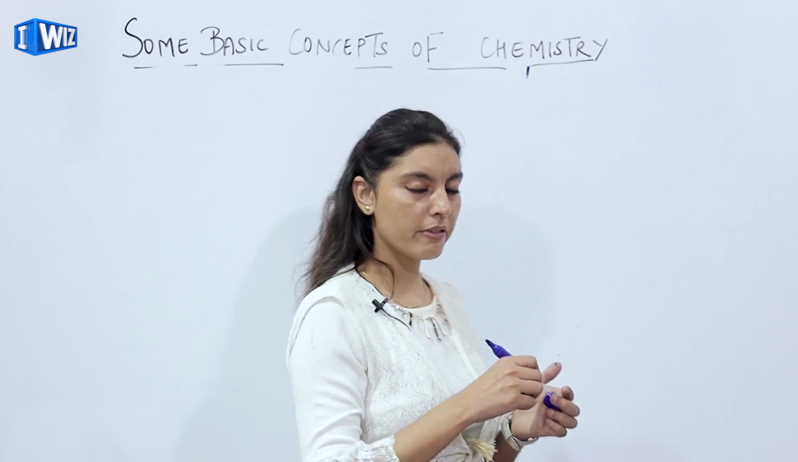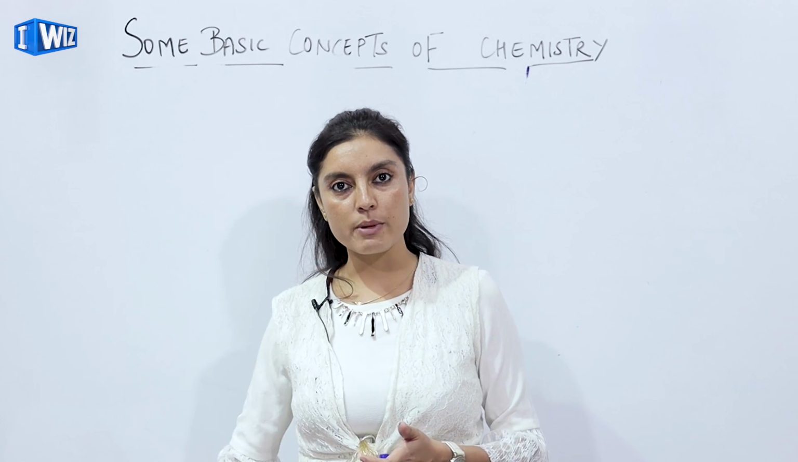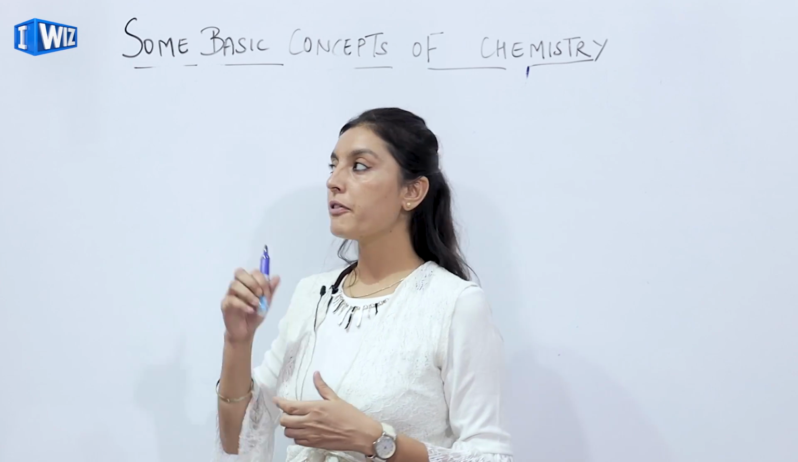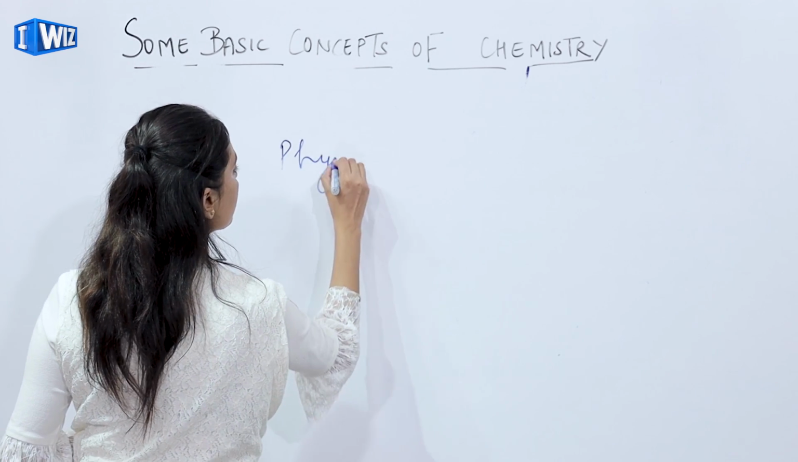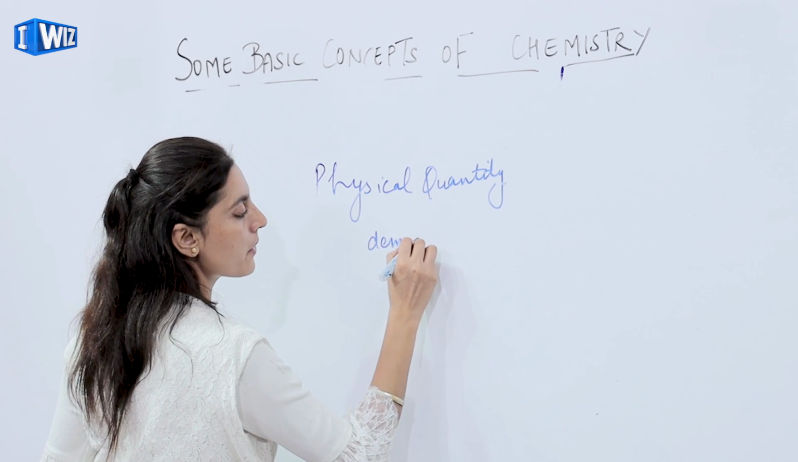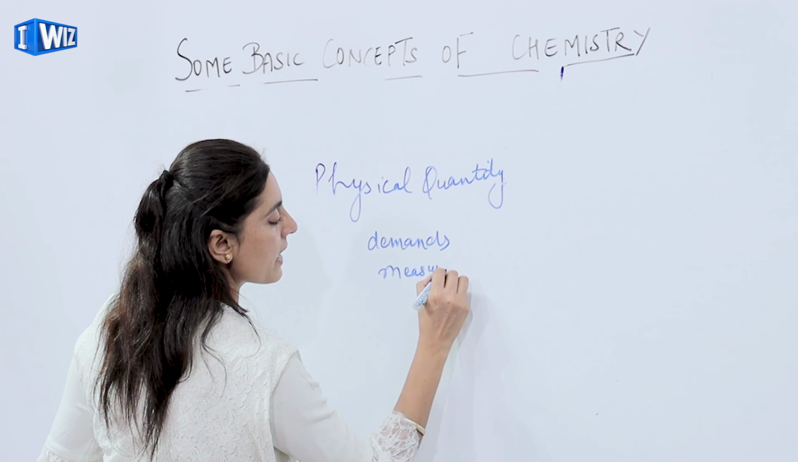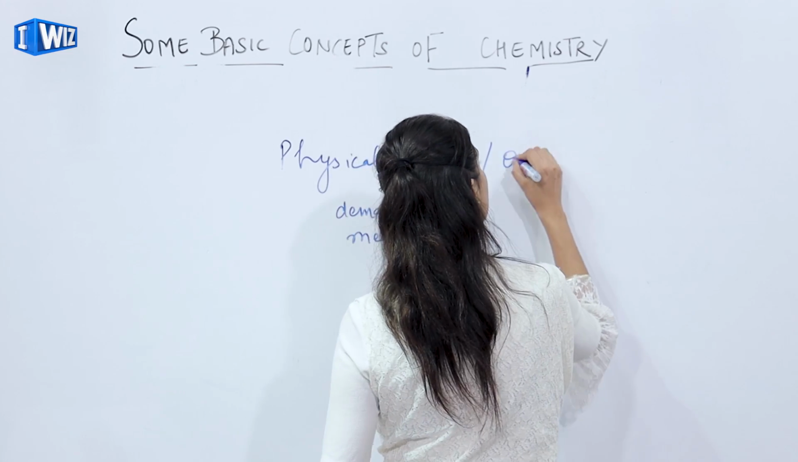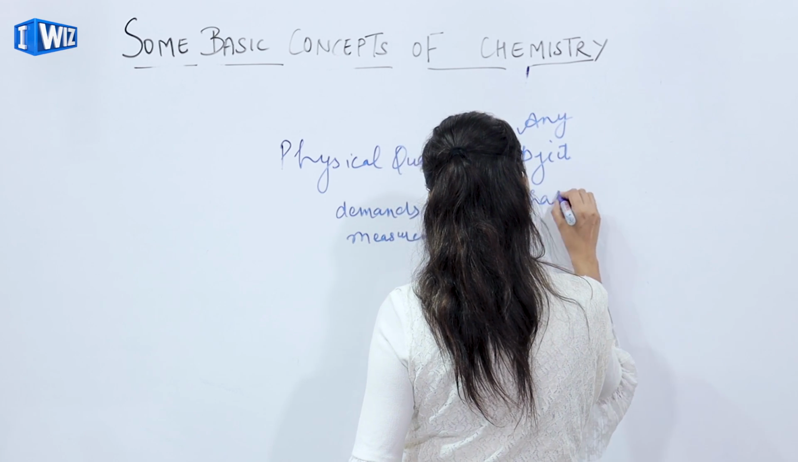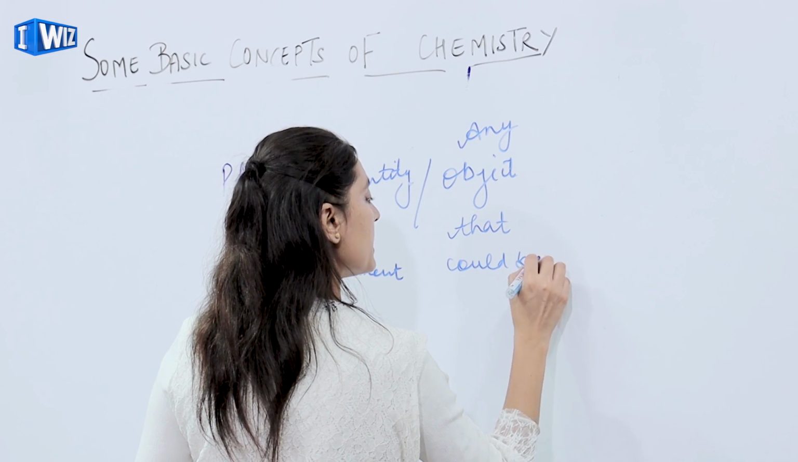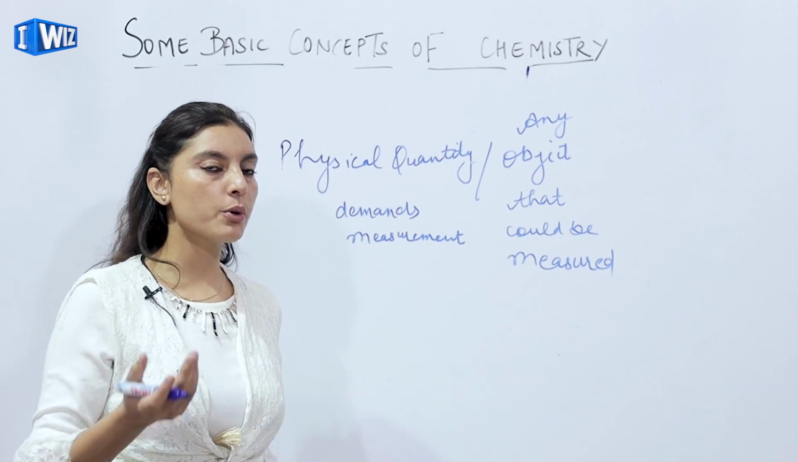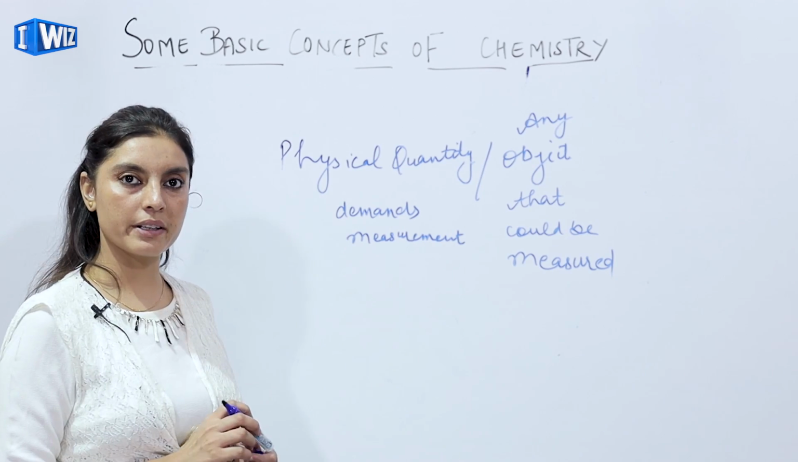For example, if I talk about my height, I need to measure it. It is a quantity that I need to get the measurement about. So, physical quantity is any quantity that demands measurement. Or we could say that it is any object that could be measured is a physical quantity. The one example given by me to you people is my height. That is a physical quantity that could be measured.